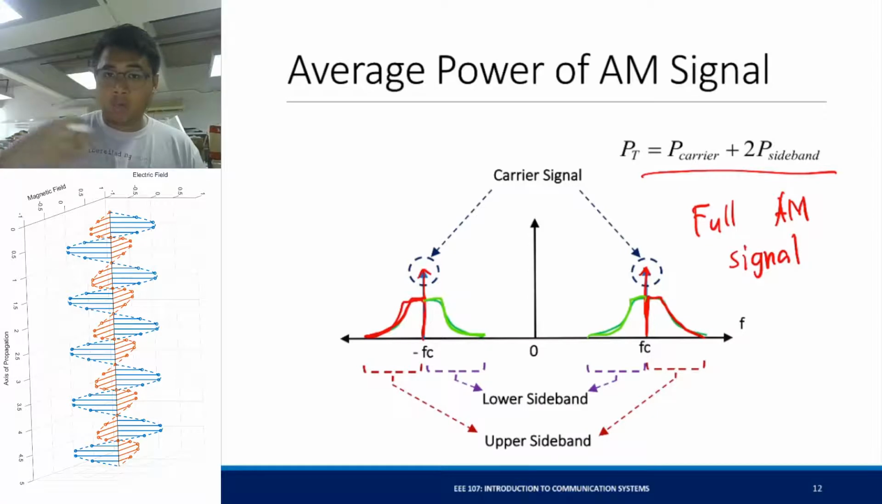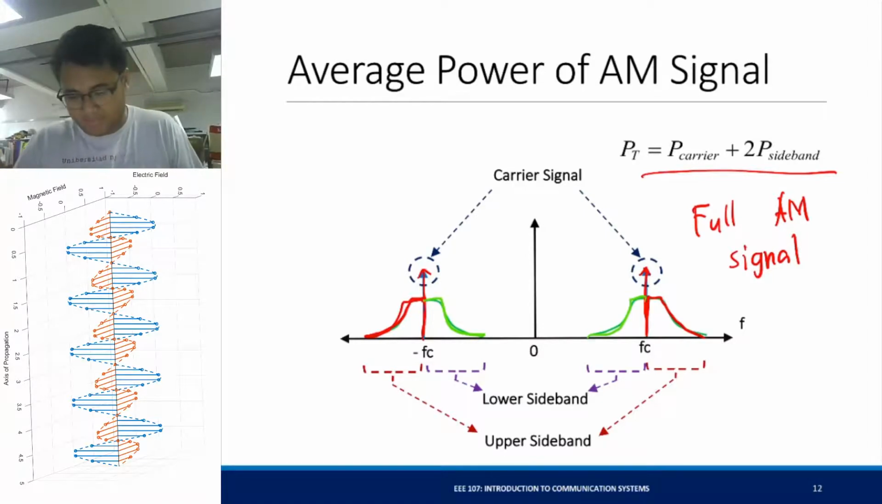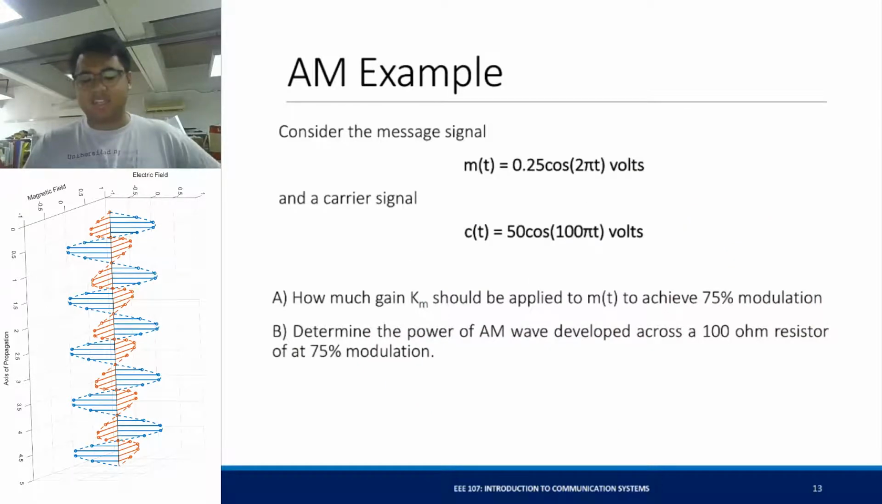And as we go along with linear continuous wave modulation, there are different types of CW modulation that suppress different parts of your full AM signal, and they're called something different. Okay. So anyway, this is the average power of an AM signal. So let's have an example.